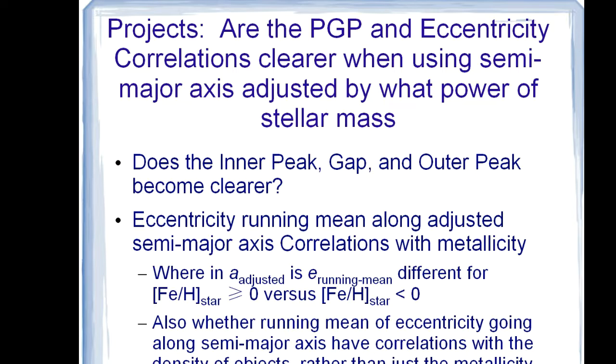First, I'd like to check if the boundaries between the inner peak, the gap, and the outer peak become clearer. And second, whether the running mean of the eccentricity shows different correlations with semi-major axis. Do these become clearer by adjusting the semi-major axis by dividing by something like the square root of the stellar mass?